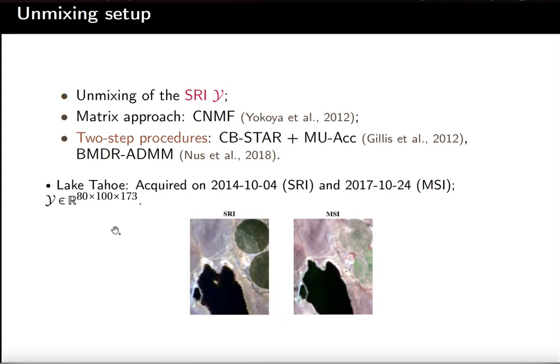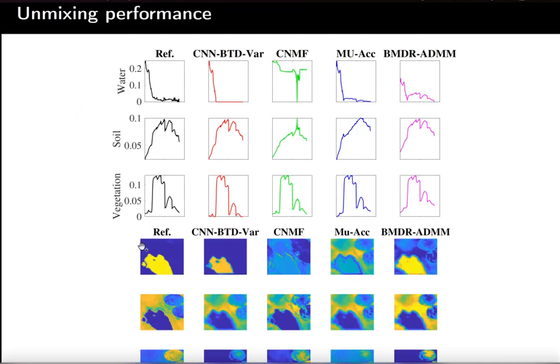Here I will consider another real data set, which has a longer acquisition time difference and represents a scene above Lake Tahoe. It's suited for unmixing because it has three main endmembers: the water represented by the lake, the soil, and also the vegetation. So in the figures, I will show the reference spectra and abundance maps, and also the ones reconstructed by each of the approaches: CNN BTD-Var, the two-step procedures, and CNMF.